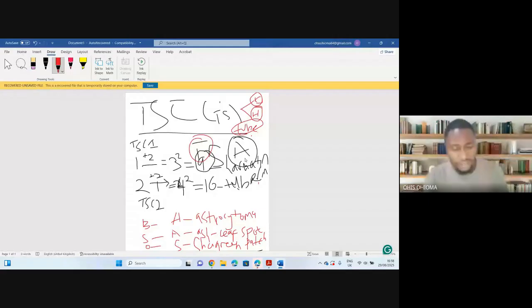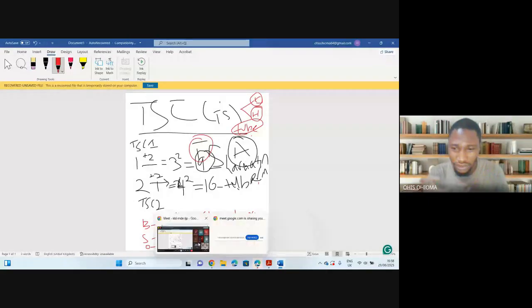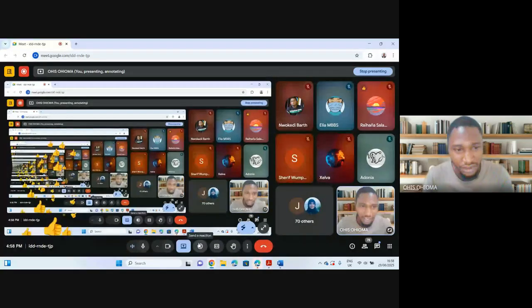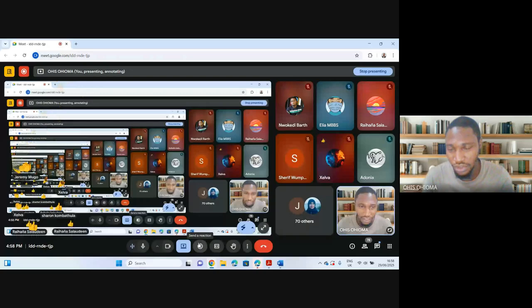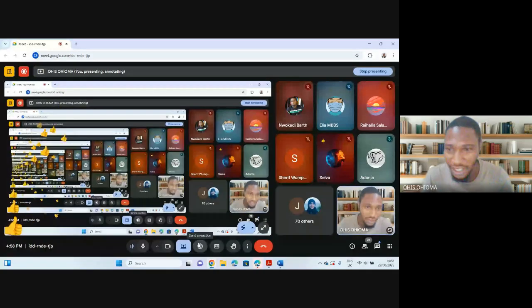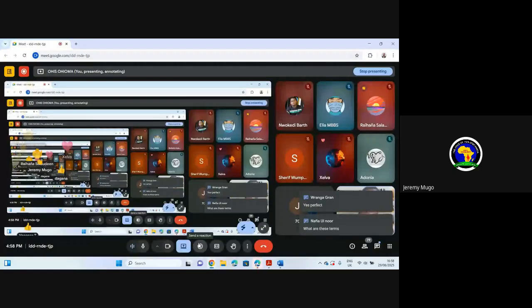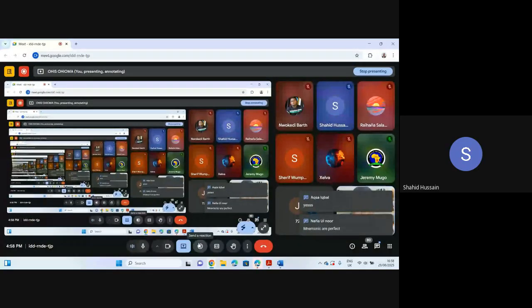I don't know if this makes sense. Is it difficult, or are my mnemonics a bit complex? Do you guys understand the mnemonics at all? Do you understand the logic behind these things that I'm saying? Okay. Do you guys understand it? Can someone say something so that I can know that you guys are following? Yes, doctor. Yes, sir. Okay, so great.